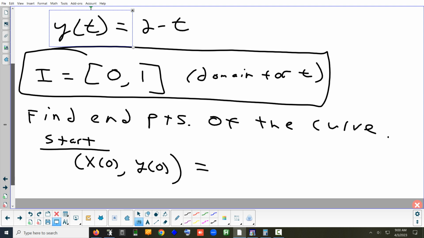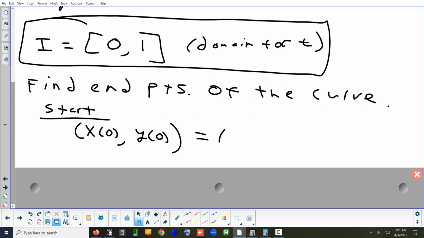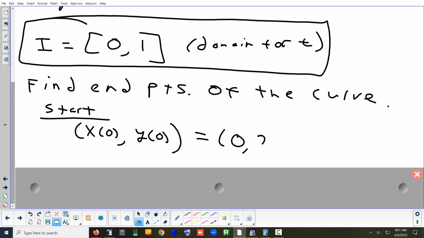Let's do that out and see what we get. Quinn, if I plug 0 into the x formula for t, what would that give me up here? You're just going to end up with 1 because you'd end up with 1 minus 0. So it's going to start at 0, comma. And Manny, what if I plug 0 in for t in the y formula? You would get 2. So this graph starts at 0, comma 2.